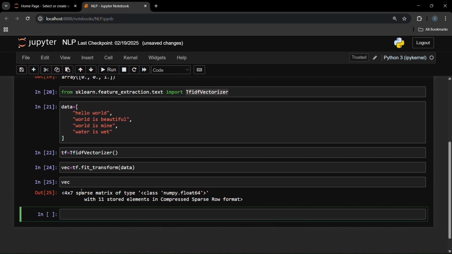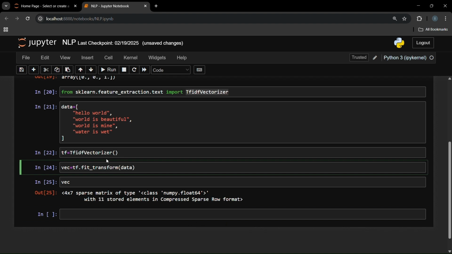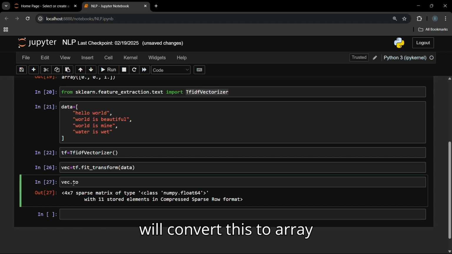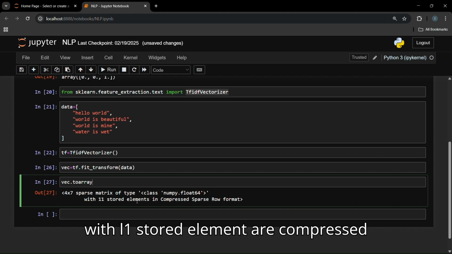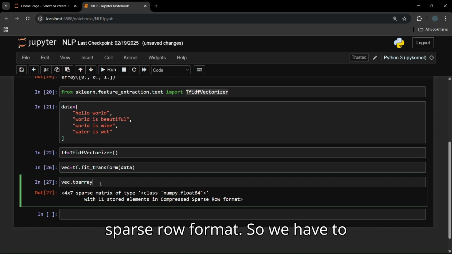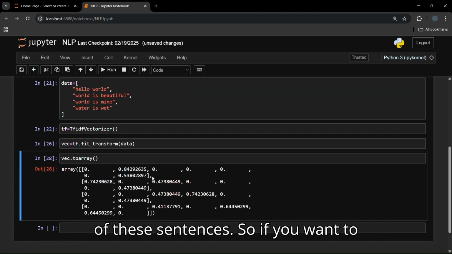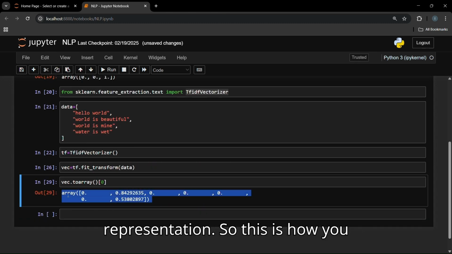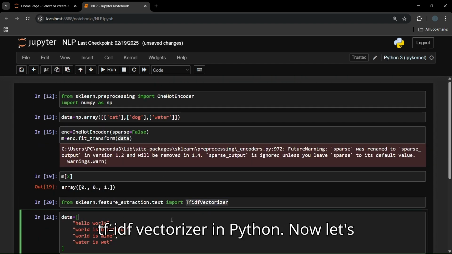It is giving some error, TF-IDF dot fit_transform, and we are passing our data here. We have to convert this into an array, because it is a sparse matrix of type numpy float with stored elements in compressed sparse row format. So we have to ultimately convert it into array format. Now we have this vector representation of these sentences. If you want to check the first sentence, we have this vector representation. So this is how you implement text vectorization, or the TF-IDF vectorizer, in Python.